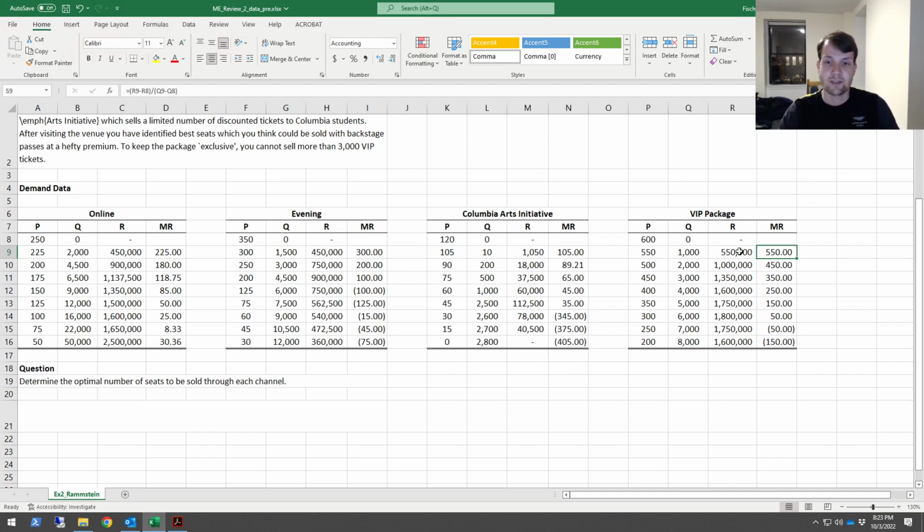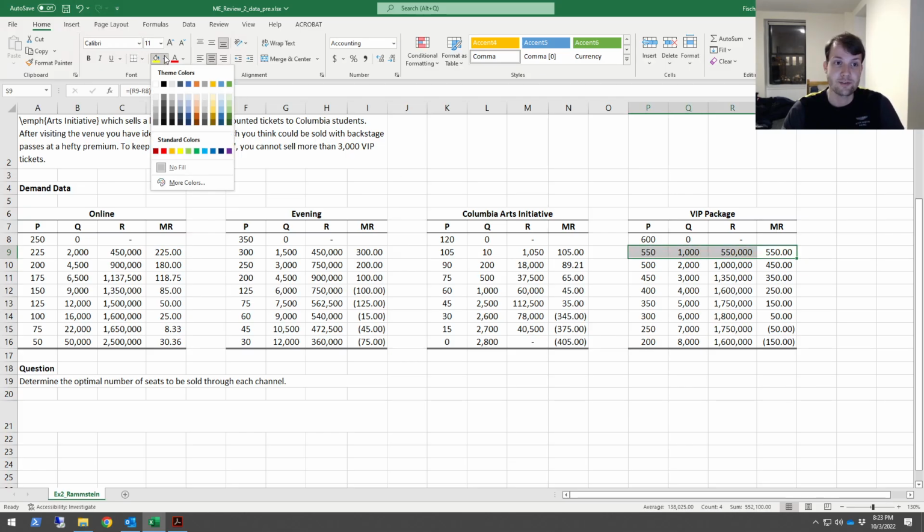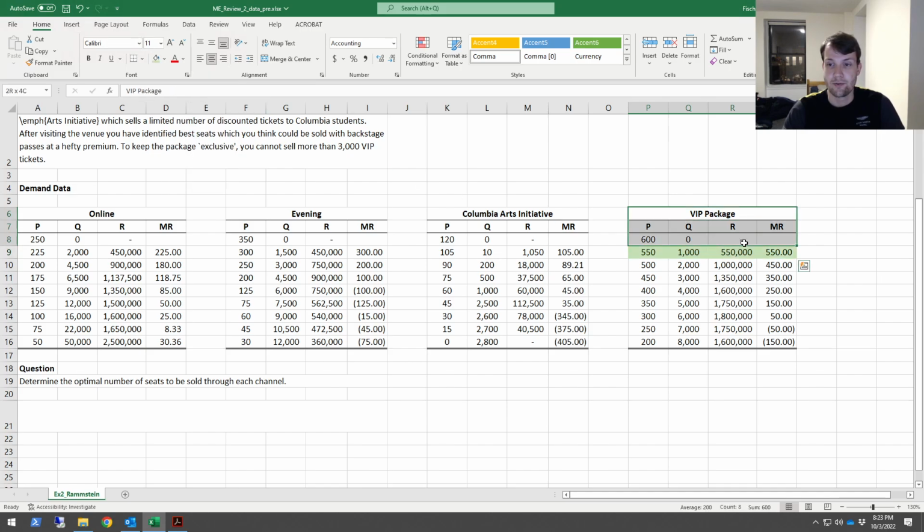So if you want to think about this as opportunity cost, if we sell them as online, we cannot sell them as VIP packages. So the opportunity cost for selling online is $550, which is negative. The opportunity cost for selling the evening is also $550 because it's the highest other one, and so on and so forth. Or alternatively, the way I like to think about this is just pick whatever has the highest margin revenue. So the first 1,000 seats go to VIP, are going to be sold as VIP packages.